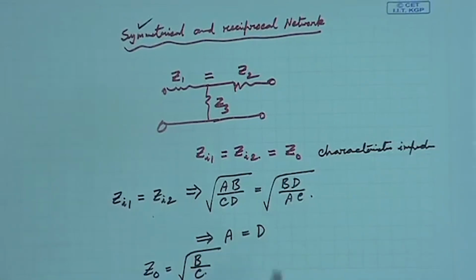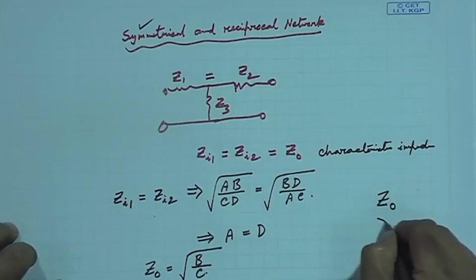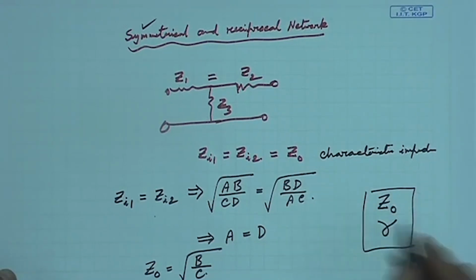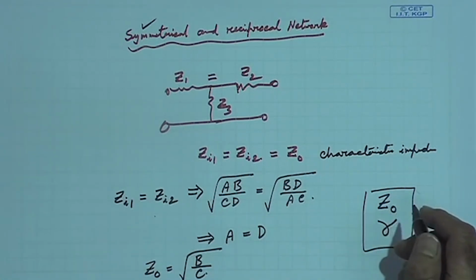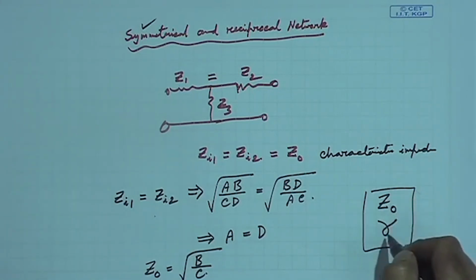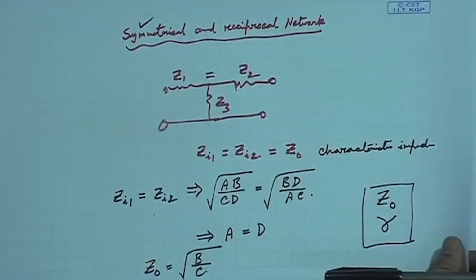And so, now you see that for a symmetrical reciprocal network, I can characterize the network by only two parameters. One is this Z0, another we have already seen, it is gamma. So, Z0 and gamma are sufficient to characterize a network. By Z0 we will understand what our impedance level will be, if there is an impedance mismatch, etc., and with gamma we will enforce whether the frequency is passed or not, whether it is attenuated or not.